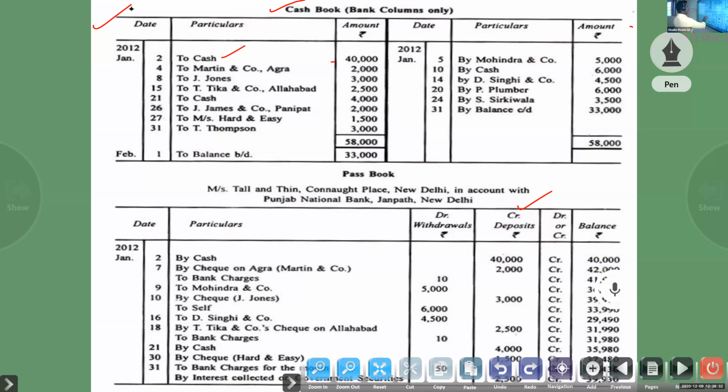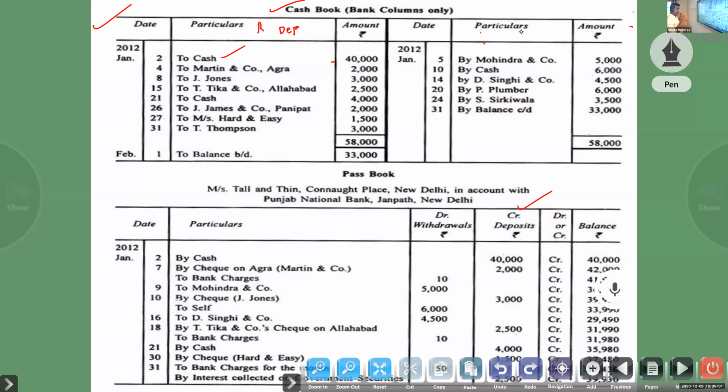So here the passbook is the opposite. Whatever we debit, they will credit in their account, because it is prepared by the bank. From the bank's point of view, a deposit is a credit and a withdrawal is a debit. But here in the cash book, receipts and deposits are on one side, and withdrawals or payments on the other.